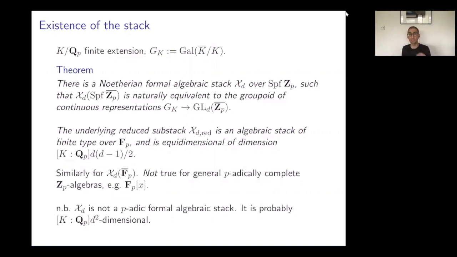So while the underlying reduced part of this has dimension the dimension of the flag variety, sort of d choose 2, the whole stack has a kind of d squared dimension. So there's always a formal direction. Even if you're looking at one-dimensional representations, there's always some formal direction that doesn't algebraize. Okay, so that's kind of the theorem.